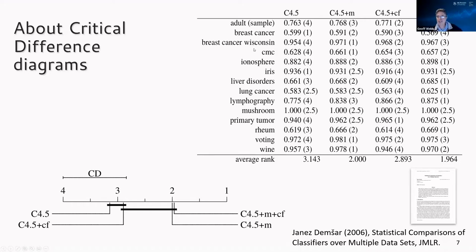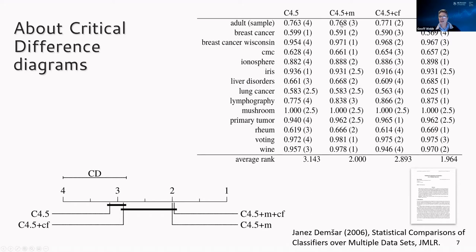And he gives us an example, the task that I hope you can see, the table that my cursor is moving over, where we have four variants of the famous machine learning algorithm C4.5. So C4.5, C4.5 plus M, C4.5 plus CF, and C4.5 plus M plus CF. And we have around a dozen tasks which we're going to use to compare them. And what we're interested in is getting an idea of whether these variants of C4.5 lead to higher accuracy. So for each task, for each algorithm, we have an accuracy.